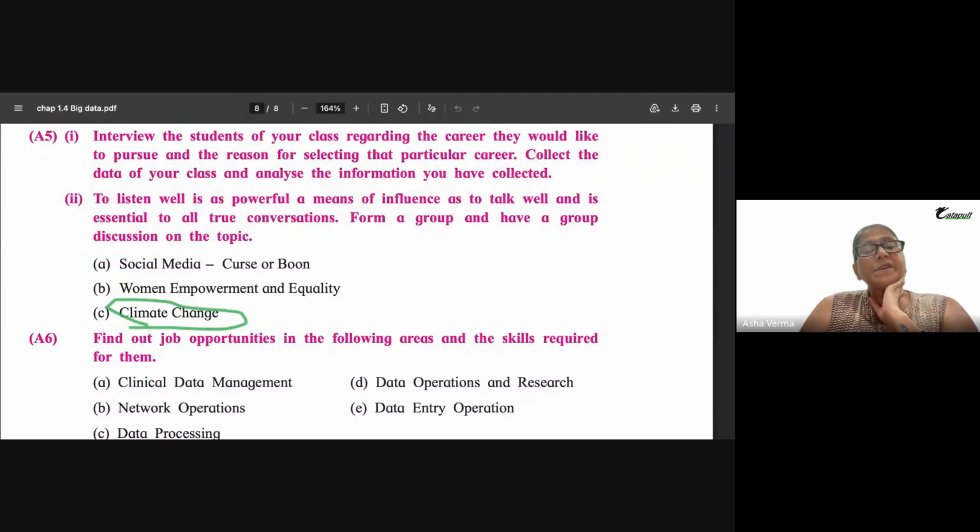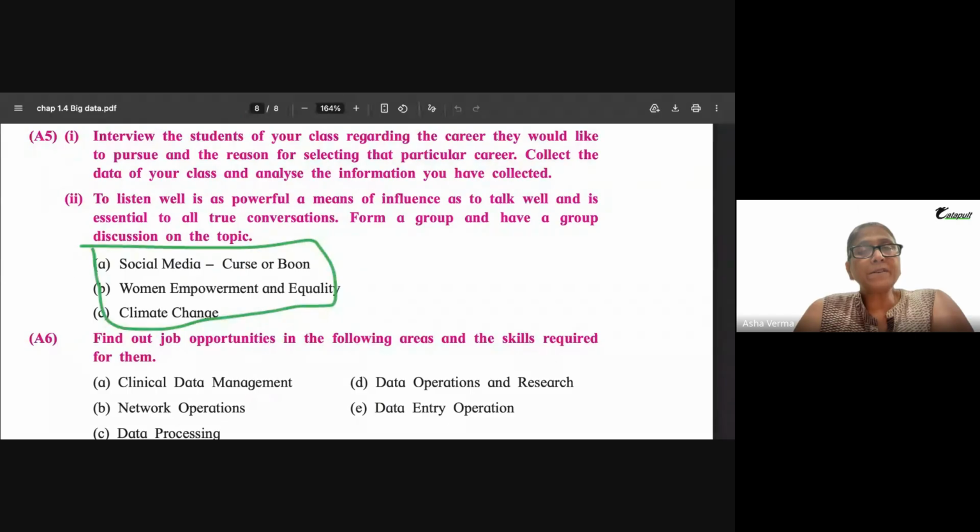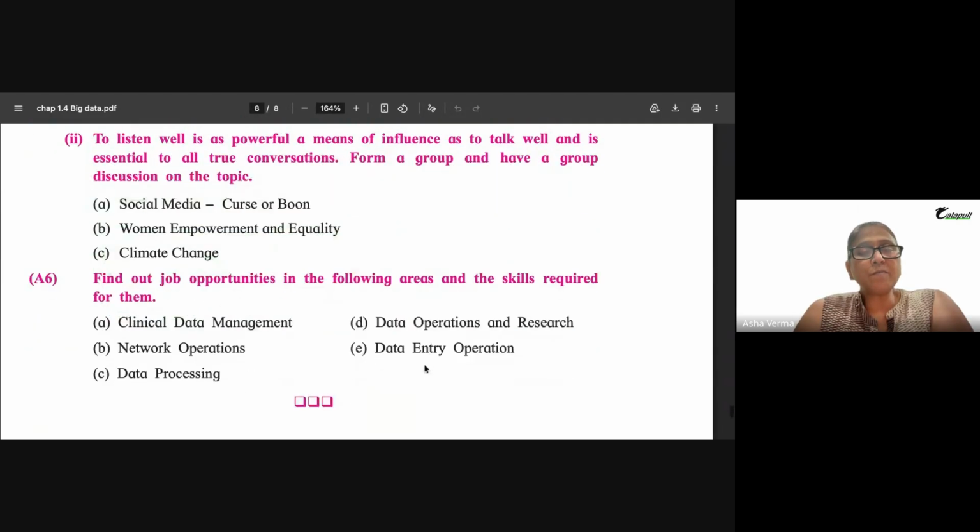Climate change, what is the impact? What does climate change mean? How does it impact our lives? So it's a good idea to write about these three topics. These are current topics, important topics that you should know about.